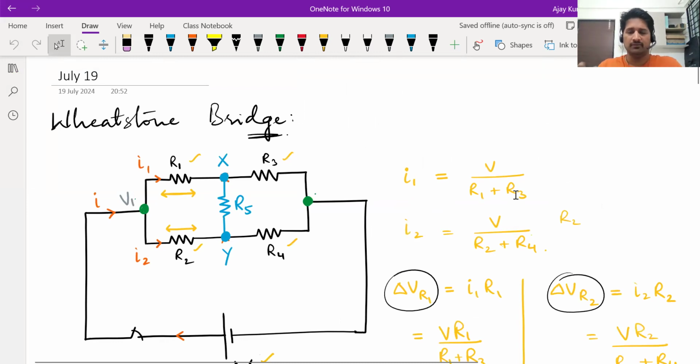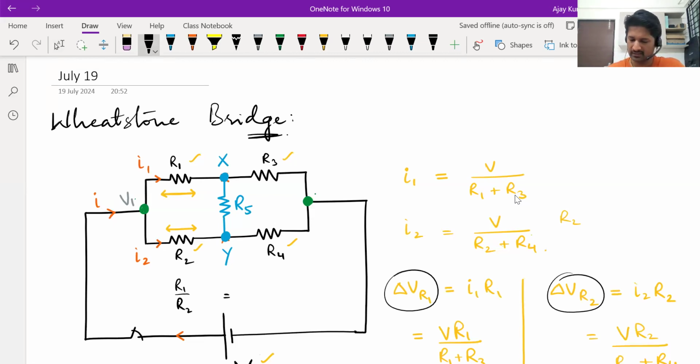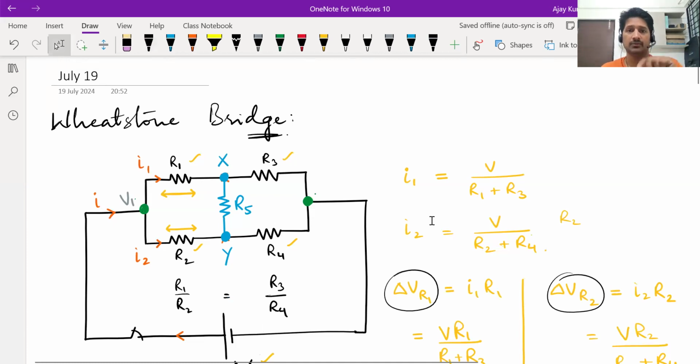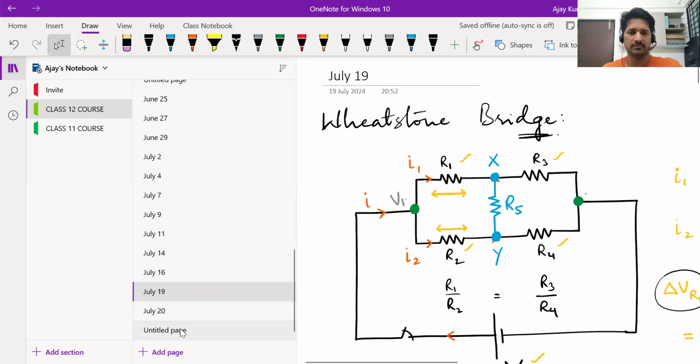Anyway, Wheatstone bridge is an arrangement of 5 elements, no 2 in series, no 2 in parallel. But when R1 by R2, that is the ratio of resistances on the left hand side, is equal to R3 by R4, that is the ratio of resistances on the right hand side, you will see that no current passes through the middle resistor R5. In that case, it can be ignored. So we use this idea also. The idea of a balanced Wheatstone bridge is also used in the working of a meter bridge.